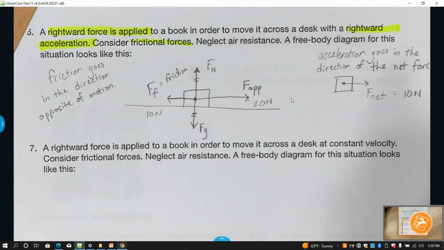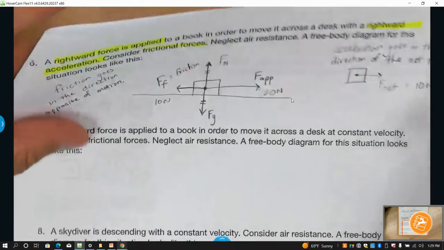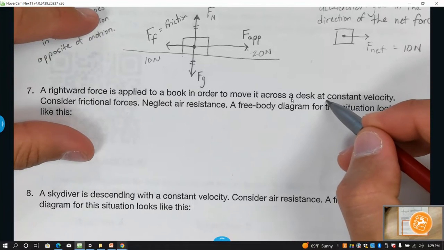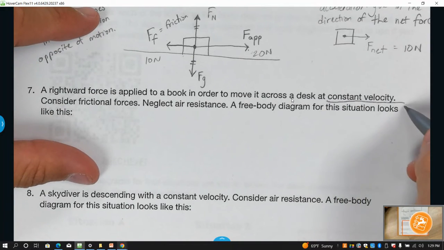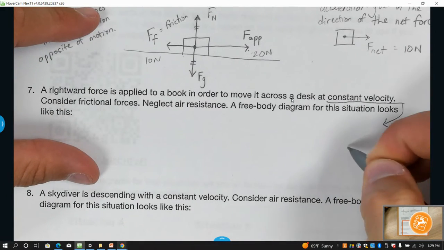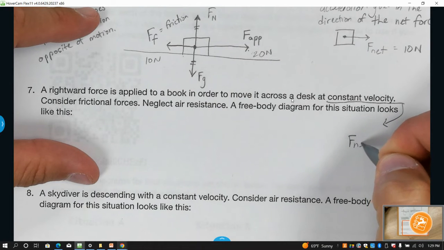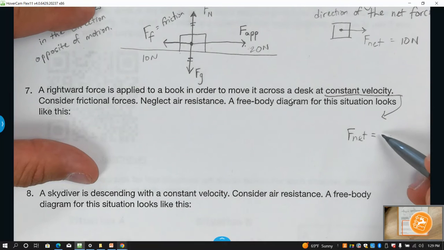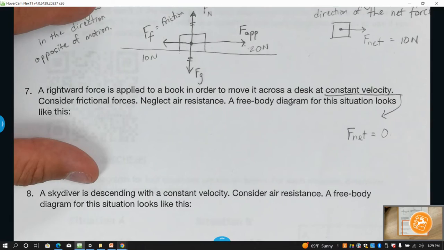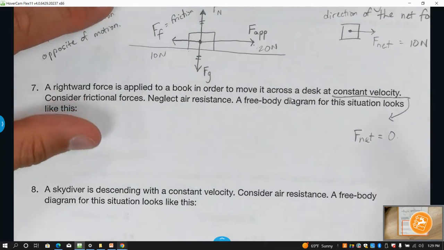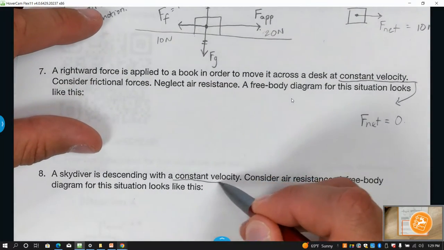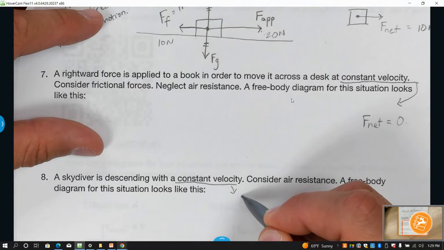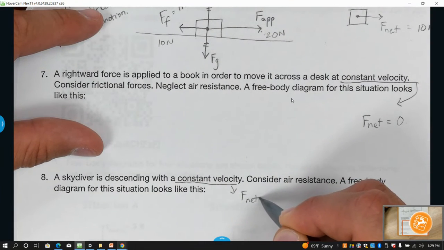So 7, 8, and 9, I want you guys to do on your own, but I do want to take a look at 10. Now, just again, a couple things. Constant velocity, what does that mean about net force? Constant velocity means the net force is going to be zero, which means everything has to balance out, equal out. Again, same thing here, constant velocity. So that should help tremendously when making these free body diagrams.